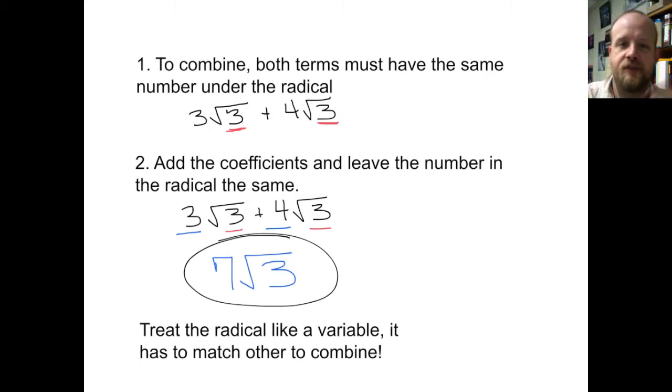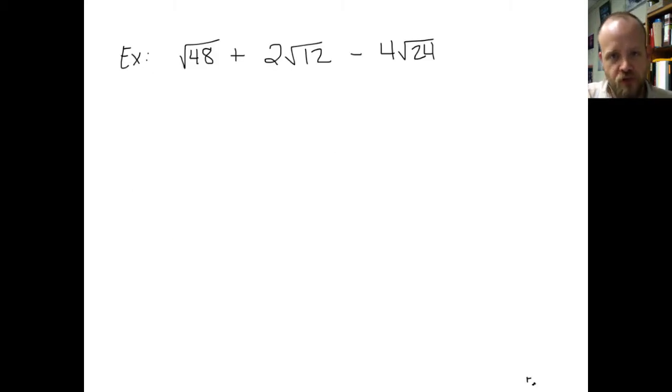Let's look at one slightly bigger example. Here's our example. Square root of 48 plus 2 square root of 12 minus 4 square root of 24. This is about as hard as it gets. We have 3 separate radicals that have different numbers. In order to solve it, we're going to have to simplify each of these radicals and then combine everything that we can. Let's do it.